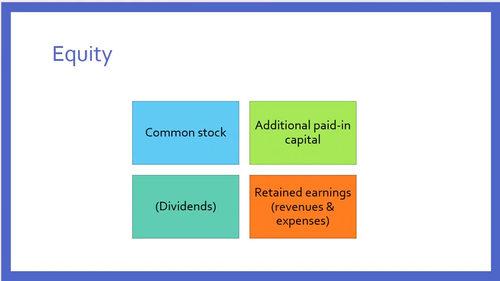Lastly, we've got some equity accounts. Common stock. This is how the investors have bought into the company. They purchase common stock and the company gets cash in exchange. Now, what we're going to learn is common stock is recorded at par value.